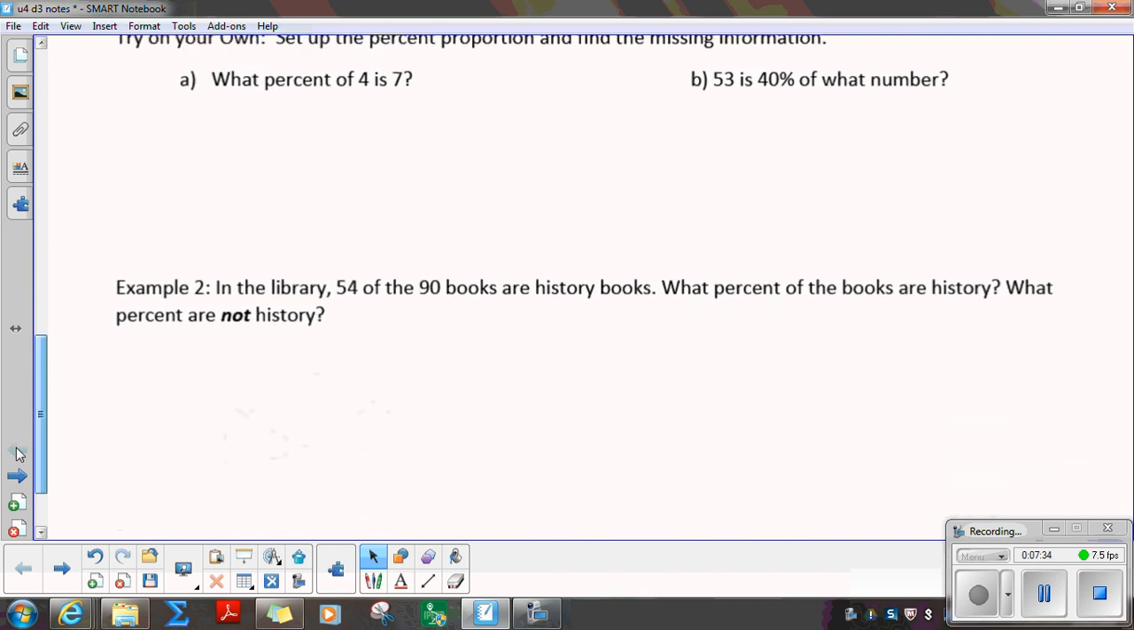Okay? So, sometimes when we talk, we don't always say "is" or "of," but you've got to think about what's a part, what's a whole. So, in a library, 54 of the 90 books are history books. Okay? So if I say 54 are history books, that's actually the "is."